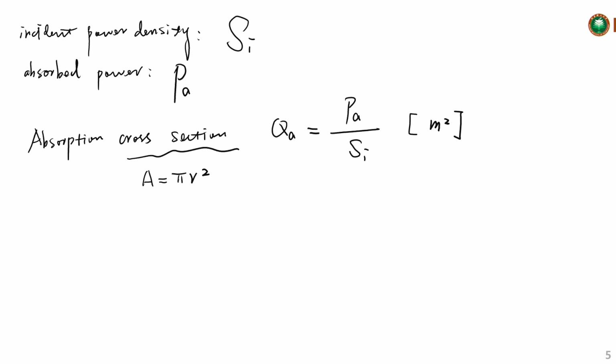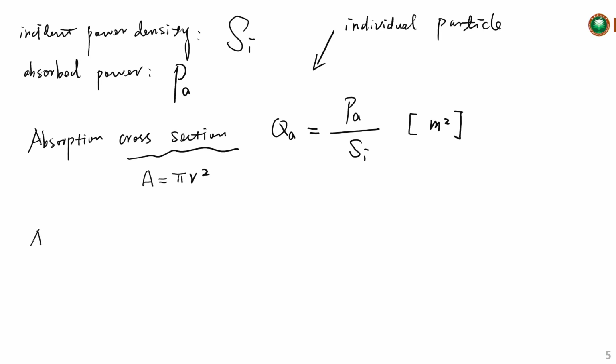The absorption cross section caused by the hydrometeor. So we need to take care that this is for an individual particle. All right, for an individual, not for all of them. Right. So this is the absorption cross section.